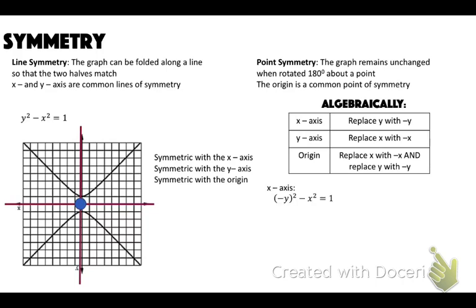So x-axis, negative y squared minus x squared equals 1, which you do get y squared minus x squared equals 1. Y-axis, same thing, you end up getting it. And origin, same thing. And yes, you have to check all three.